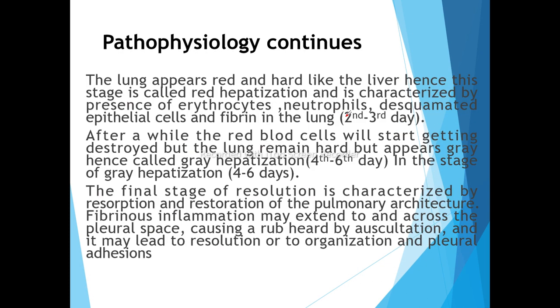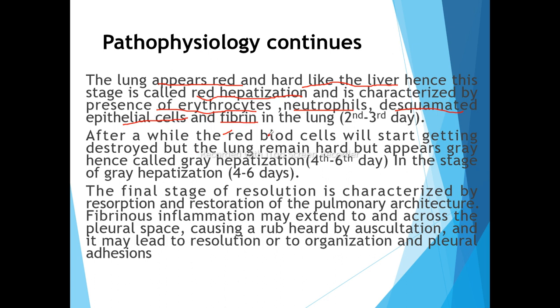Then on day 2 to day 3, the lungs will appear red. Okay, they will look hard like a liver. So this stage is called the red hepatization, because they're going to have a lot of red blood cells and the neutrophils, and also desquamated epithelial cells, as well as fibrin in the lungs. So the lungs will appear red due to presence of these red blood cells.